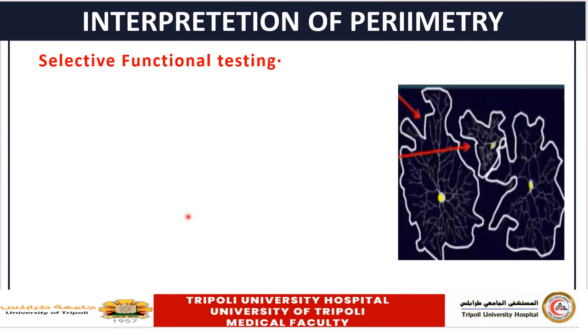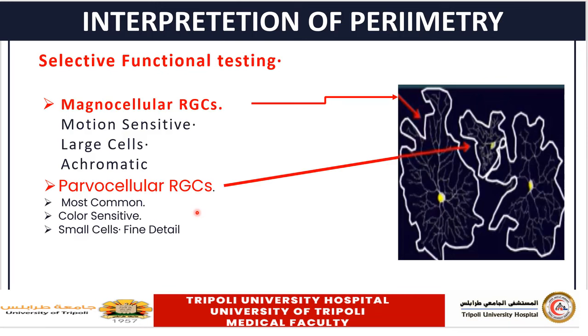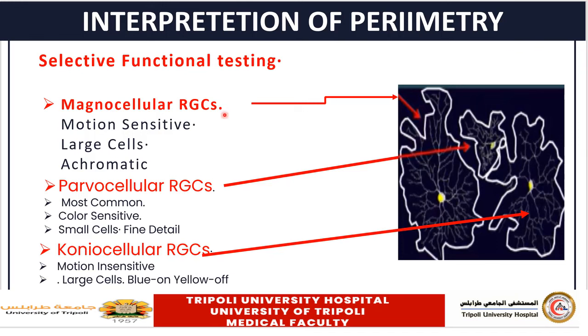Of the ganglion cells, there are three different types: the magnocellular cells, parvocellular cells, and the koniocellular cells. The magnocellular cells are large in size and mainly meant for motion detection. The koniocellular cells are also large cells, but they are insensitive to motion. And the small cells are the parvocellular cells, which are meant for color detection. So based on the function of these ganglion cells, new techniques have been developed for selective testing of these cells.